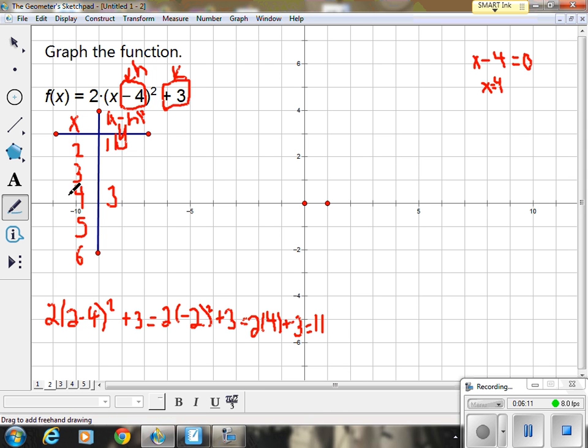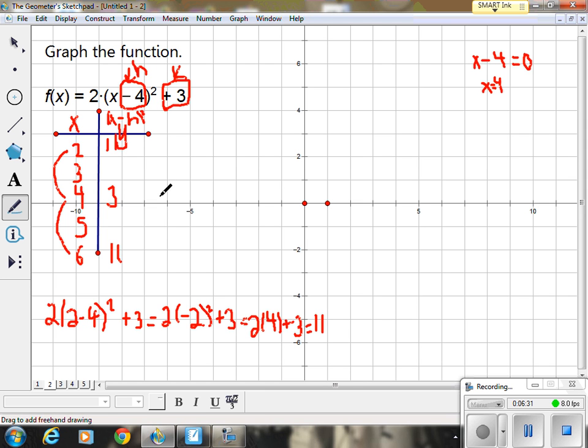So I noticed that the value I just plugged in is 2 to the left of my vertex. So I can expect the point that's 2 to the right of my vertex to have the exact same y value, because that symmetry will be created. And I can very quickly plug in 6 for x. 6 minus 4 would give me 2.